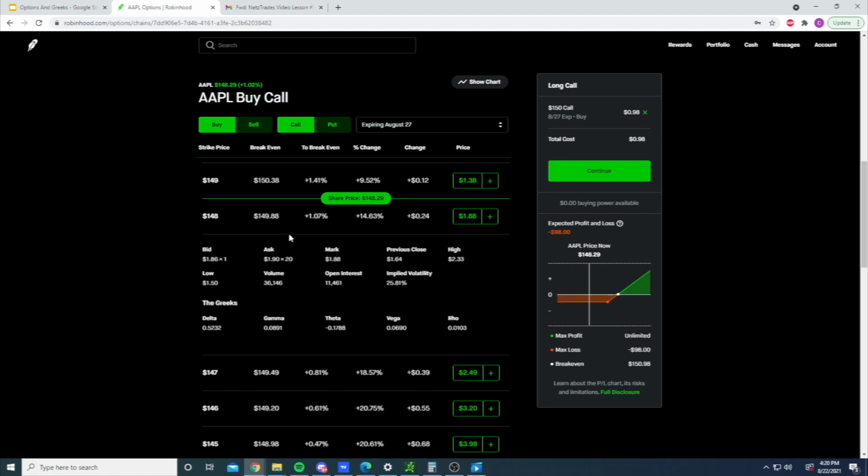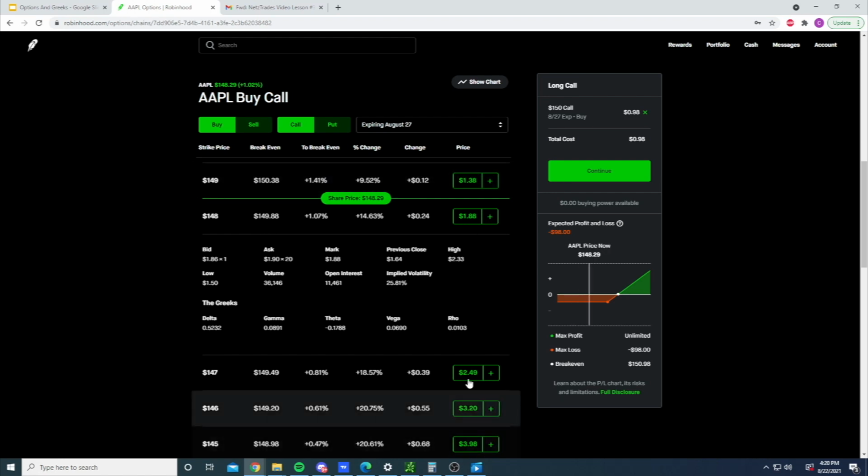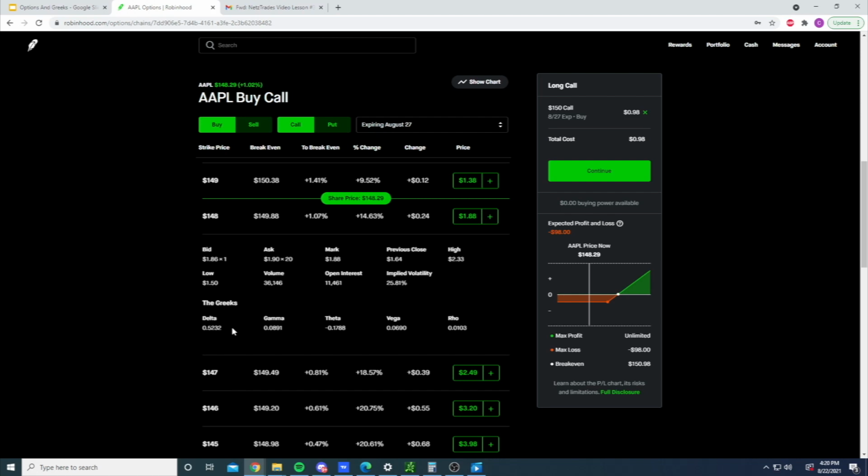Also, it works inversely. If Apple were to go down, the gamma would be subtracted from the delta, and then the delta would be subtracted from the premium. I know it's kind of a lot to wrap your head around, but if you view delta as the speed and gamma as the acceleration, it becomes much easier to comprehend how it scales up when the underlying stock moves up or down.